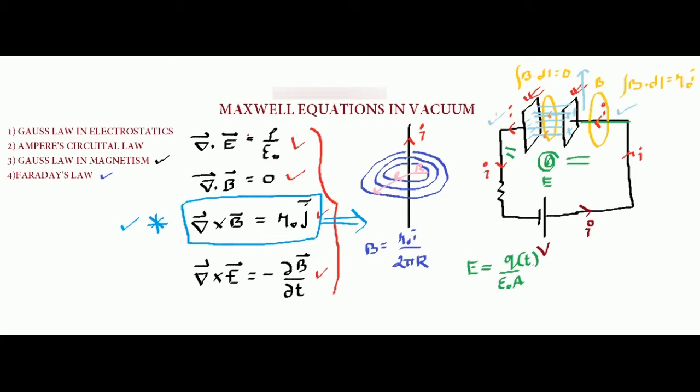So if I say that the charge on the capacitor is changing with time, then it is quite logical to say that the electric field this side is also changing with time. So this is the first hint that inside the capacitor system the electric field is changing with time. So this is hint number 1.